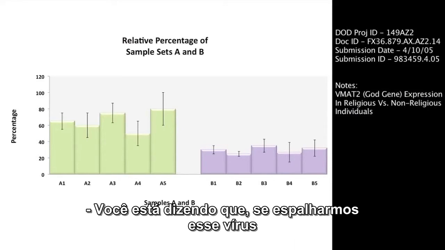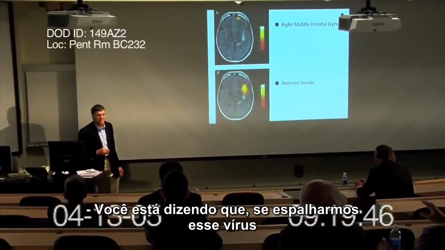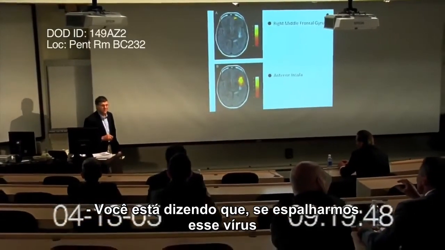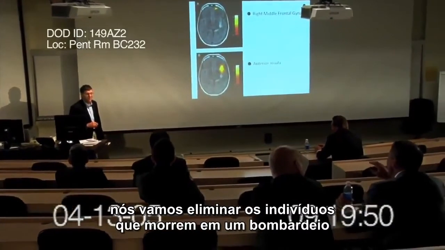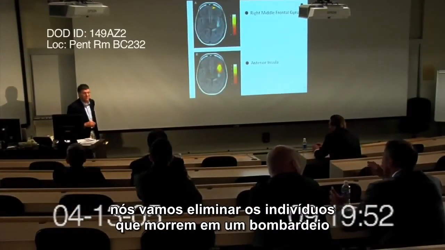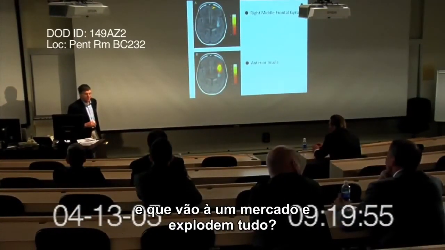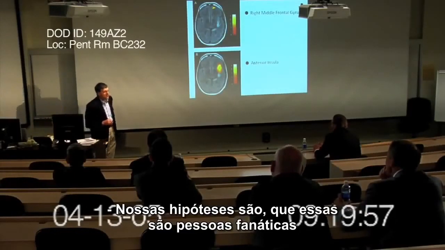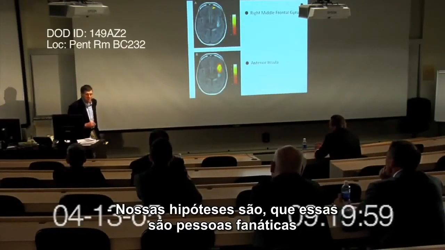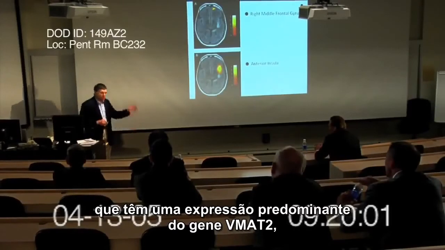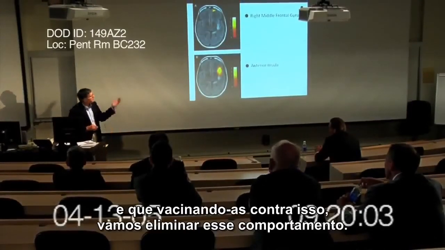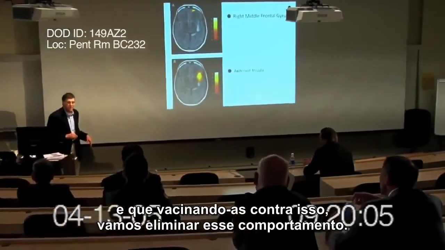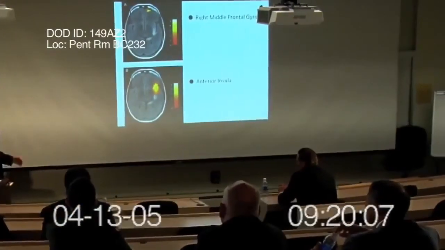What you're suggesting here is by spreading this virus, we're going to eliminate individuals from donning a bomb vest and going into a market and blowing up the market. So our hypothesis is that these are fanatical people, that they have overexpression of the VMAT2 gene, and that by vaccinating them against this, we'll eliminate this behavior.